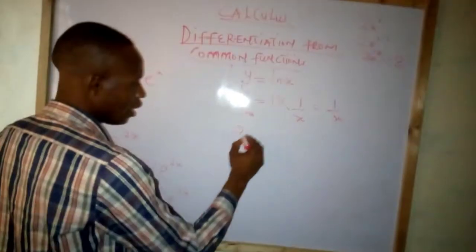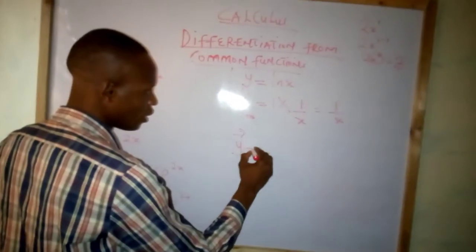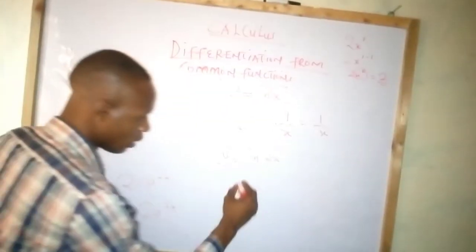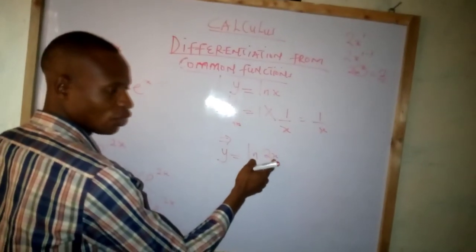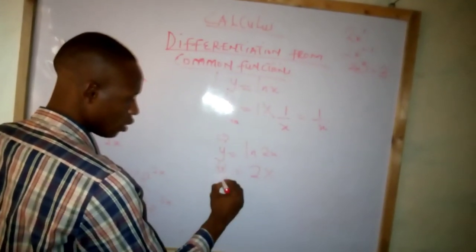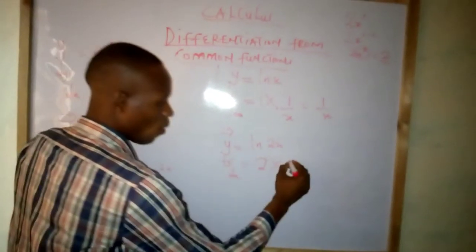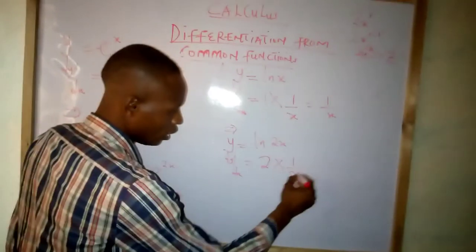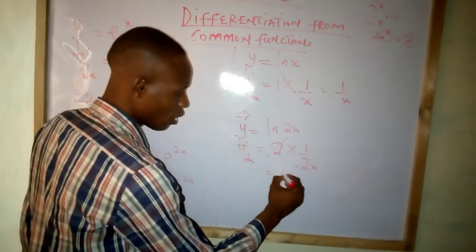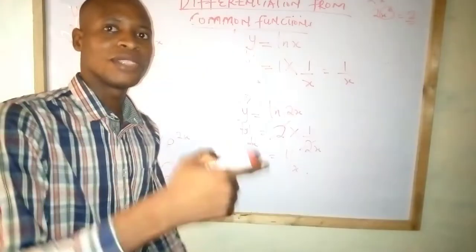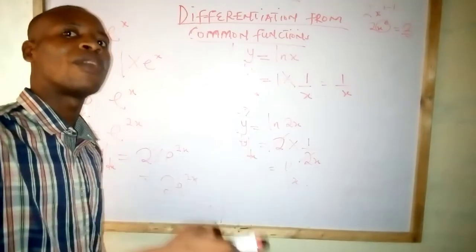Let's assume we are given y equals ln 2x. Same thing, differentiate this 2x, 2 times 1 over this function 2x. So this will eliminate this, so you have 1 over x. Ln 3x will still give you 1 over x. Ln 4x will still give you 1 over x. Ln 5x will still give you 1 over x.